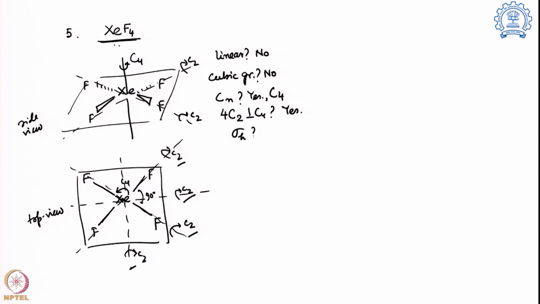Then, is there a sigma H or not? Sigma H will be a plane perpendicular to the principal axis, which is the molecular plane. In the molecular plane we already have 4 fluorines and xenon sitting over there. So even if you reflect them, each and every one of them is reflecting onto each other. So it is a symmetric molecule and it is going to give you a similar configuration to the original one. So for sigma H, the answer is yes. So the point group of the molecule is D4H. That is the point group of this molecule.